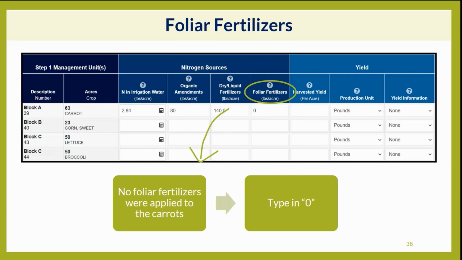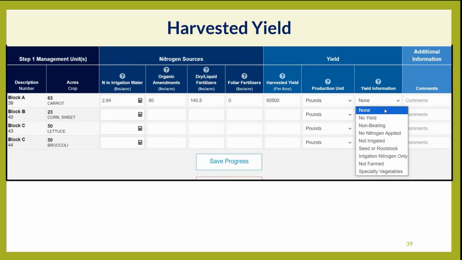Okay. And so now that we have that all in, we can record the yield. In my case, I've got 60,500 pounds of carrots per acre. So again, everything we talk about is per acre, not total field, but per acre. And in this case, my reporting unit is pounds.